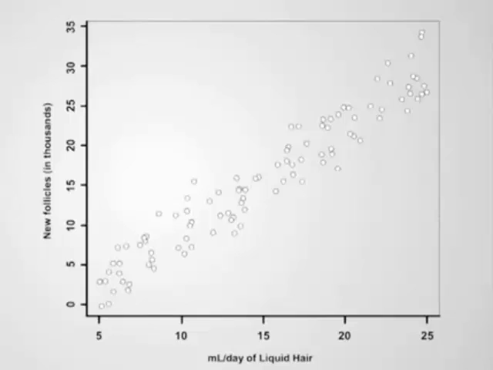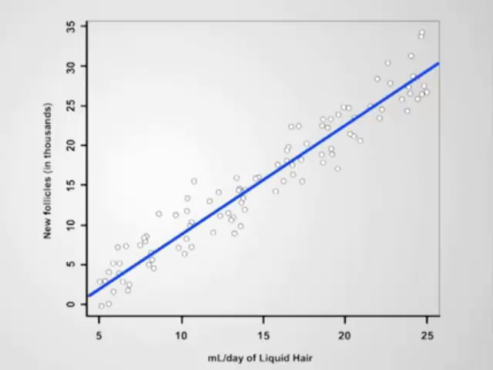Regression says that buried within this scatter plot is the actual regression line, like this one, which would be the line obtained for the entire population of men from which we've sampled. And at any particular dosage, 20 milliliters per day, say, the population mean new follicle count equals this, the value of the line at x equals 20.